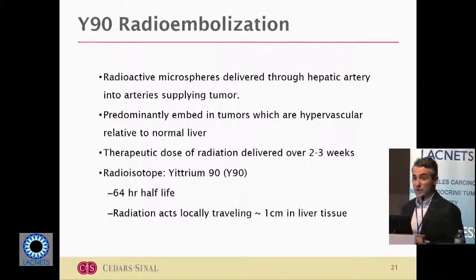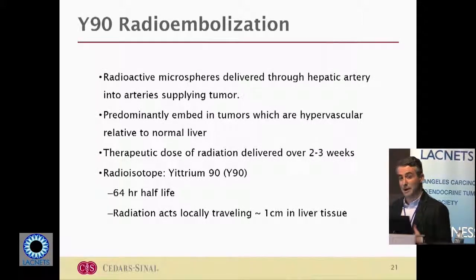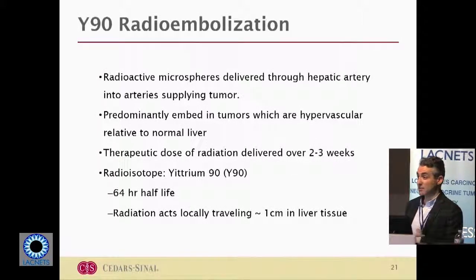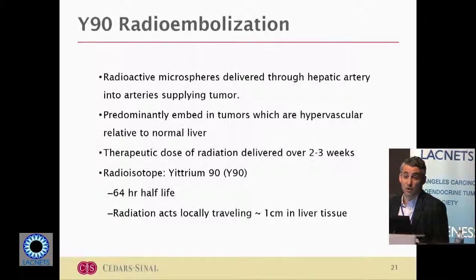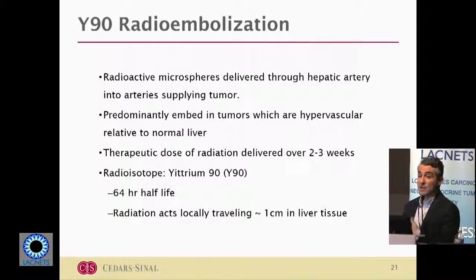Once those radiation spheres are embedded in the tumor, they decay over time, and most of that radiation dose is delivered after about 2 to 3 weeks. And the isotope that we use for this is Y90, and it only travels about 11 millimeters in tissue, so it really stays in the liver and really in the tumor, and there's not much radiation outside of the body or to other organs.